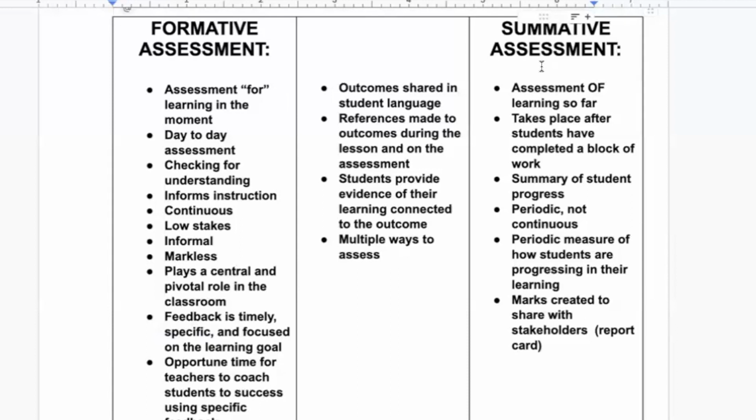Formative assessment is assessment for learning in the moment. It's a stop point that has the teacher checking for understanding at that moment. And then that should drive your instruction for the next component of your lesson. It's day to day. It informs your instruction. It's continuous. So you're in a class, doesn't matter day or time, and you want to see how students are doing so far, that's when you'll do a pause point.